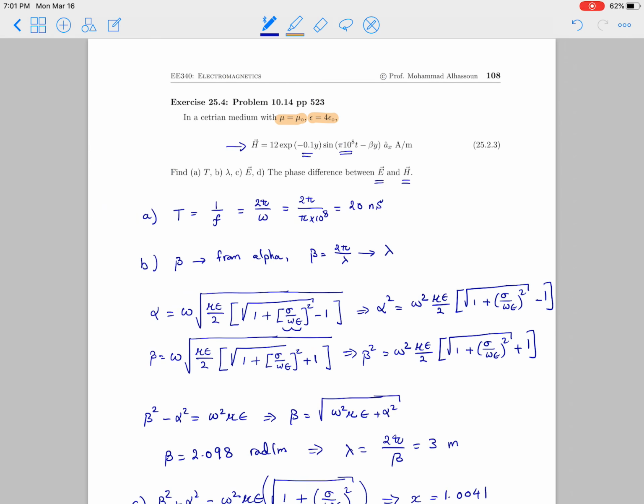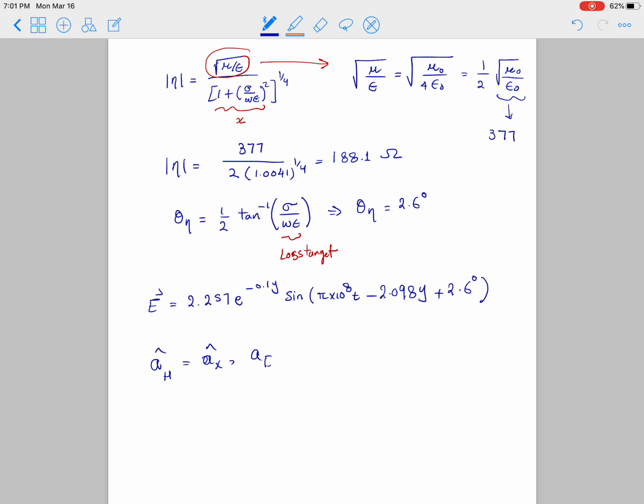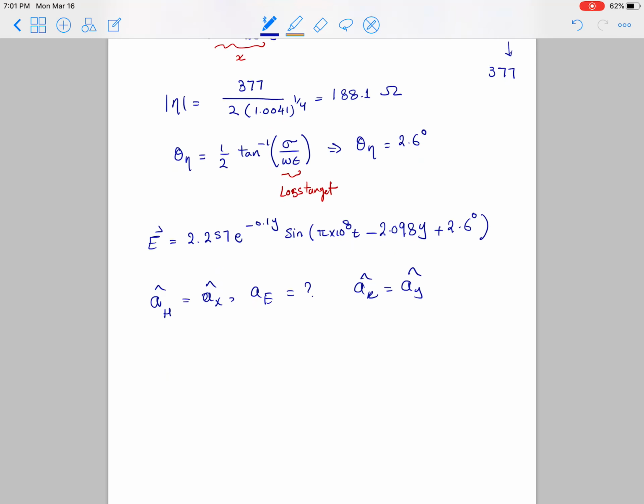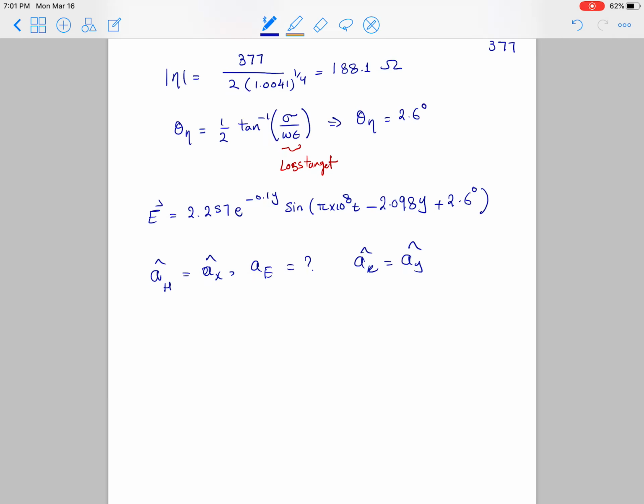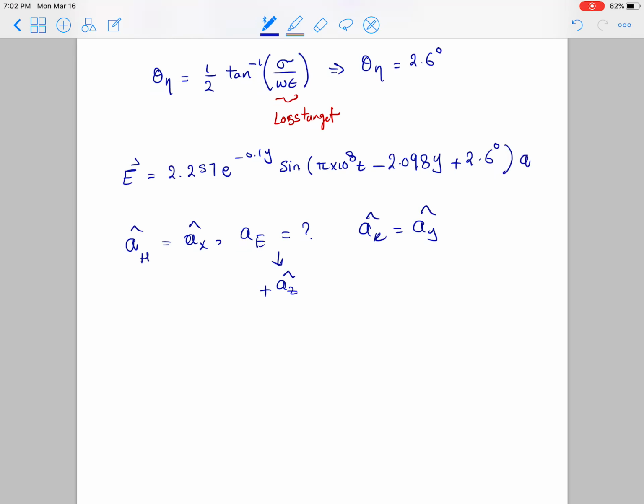So the magnetic field is along the x direction. The wave is propagating along the positive y direction, which means the electric field must be along the positive z direction. Therefore, we have here a positive z, and the unit is kilovolts per meter.